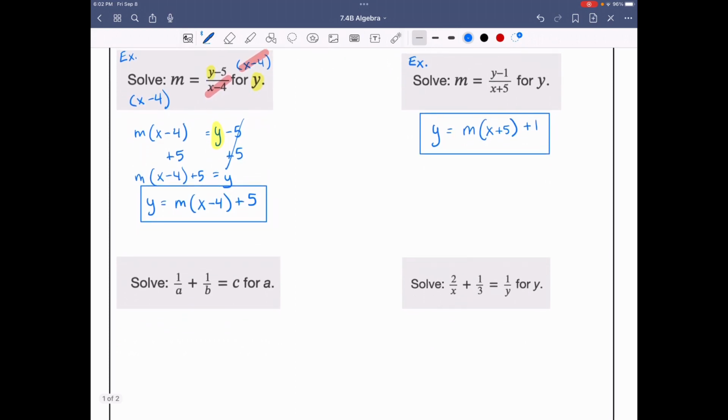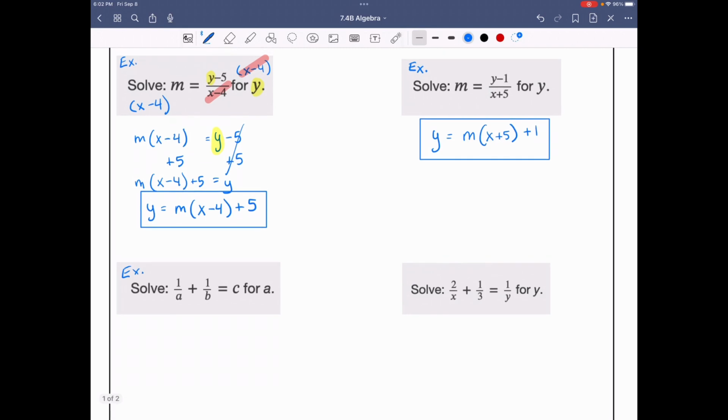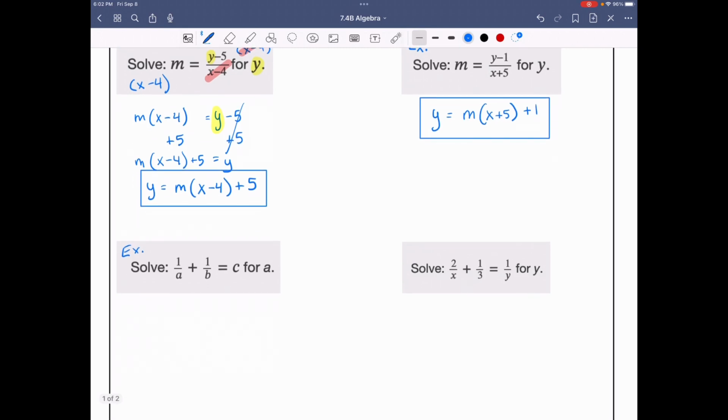For the next example, we're asked to solve for a. What I'm going to do is try to isolate the variable a, and the first step is to subtract 1 over b from both sides. That cancels this and this. Then we have 1 over a equals c minus 1 over b.